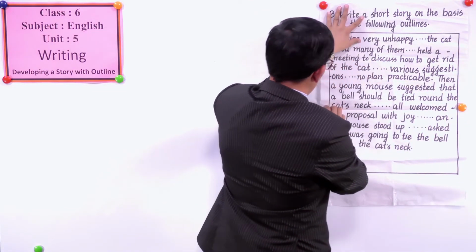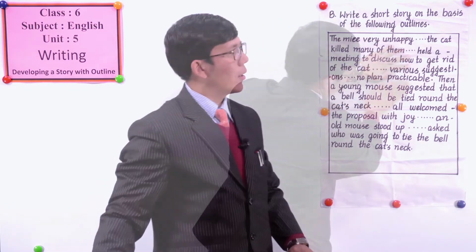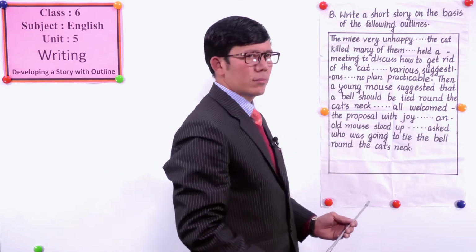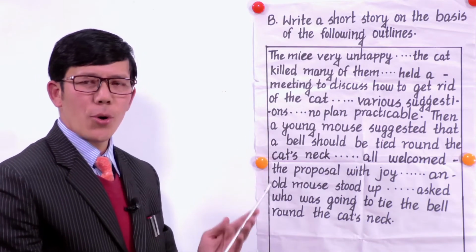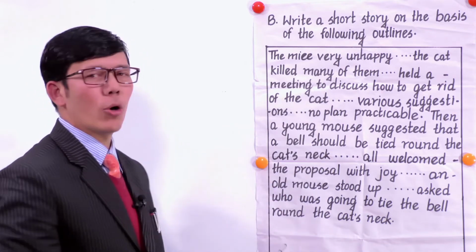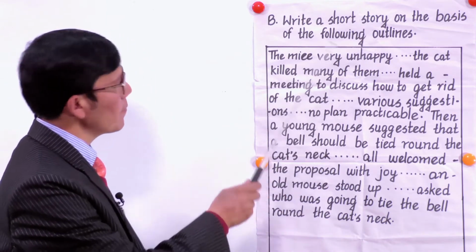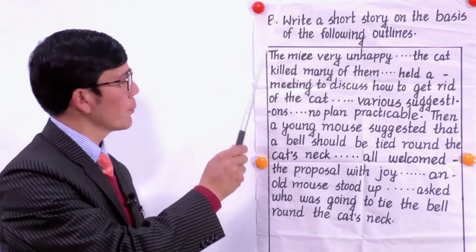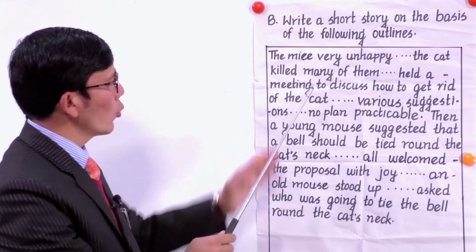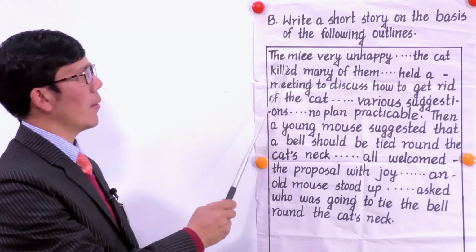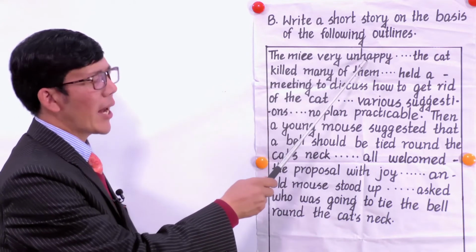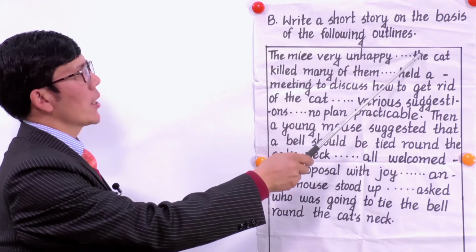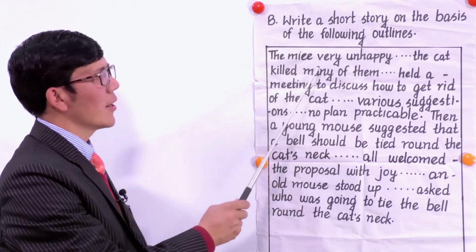As we already discussed, we have to get a clear idea about the story from this outline. Write a short story on the basis of the following outlines. Let's see. First of all, we have to get the idea from here. The mice, very unhappy. Look at here, how it starts. The mice very unhappy. The cat killed many of them.